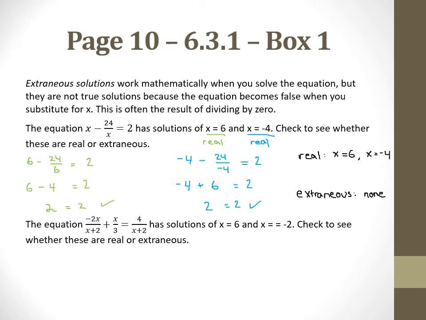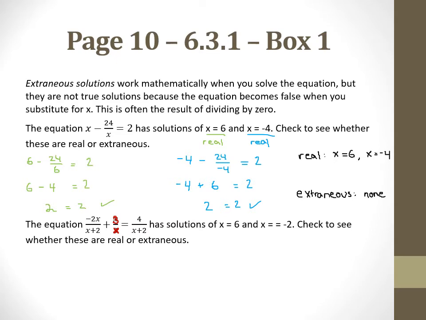Now the second equation here, negative 2x over x plus 2 plus, this is a typo. So go ahead and correct your notes quickly here. It's supposed to be 3 over x, not x over 3. So plus 3 over x equal to 4 over x plus 2. This equation supposedly has solutions of x equals 6 and x equals negative 2. So we're going to follow the same procedure and see whether it actually works out.